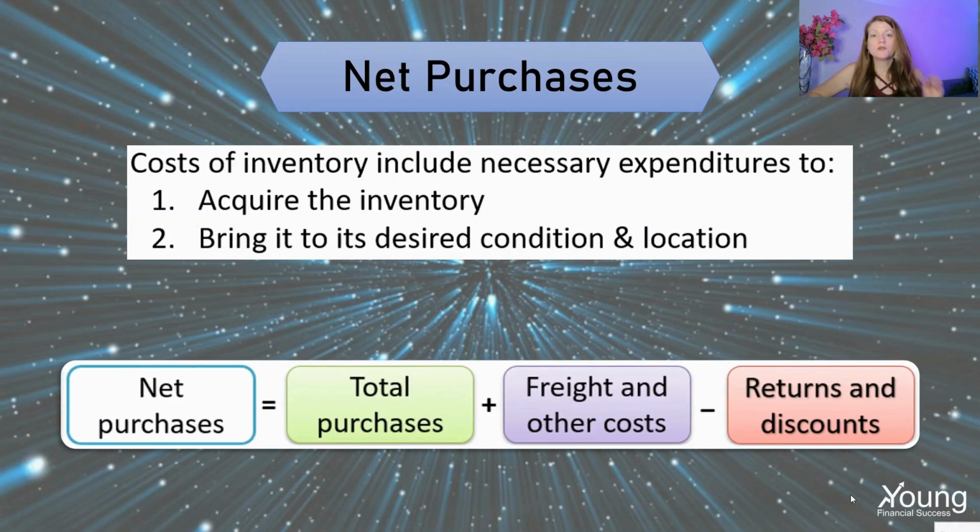So in order to get to our net purchases number, we have our total purchase amount. How much did it cost to buy those computers? Plus freight and any other cost, insurance, anything like that. And of course, we subtract out any returns or discounts that we get to take advantage of as well. So that brings us to our net purchases.